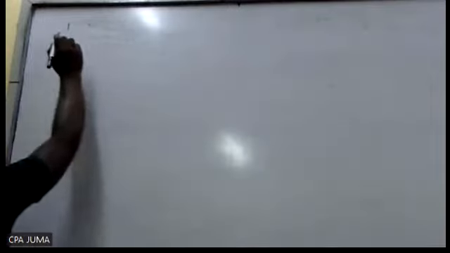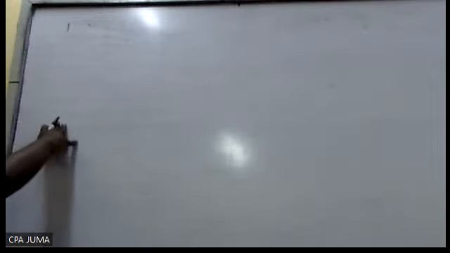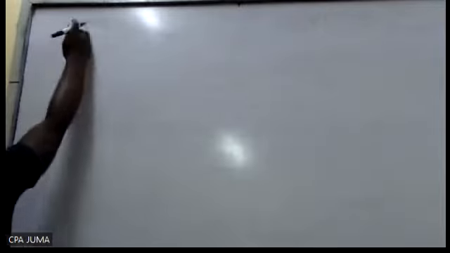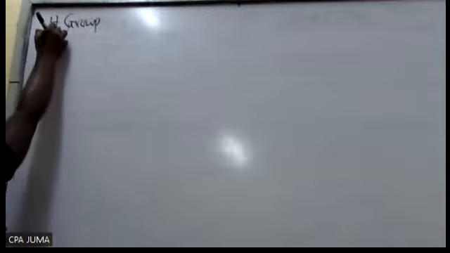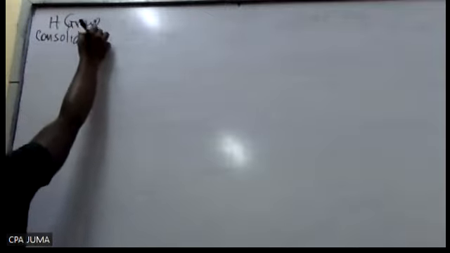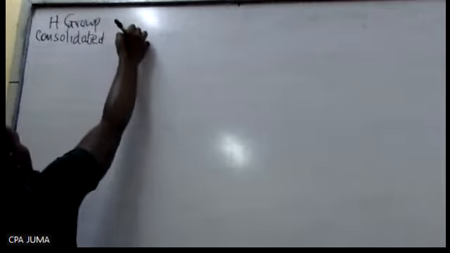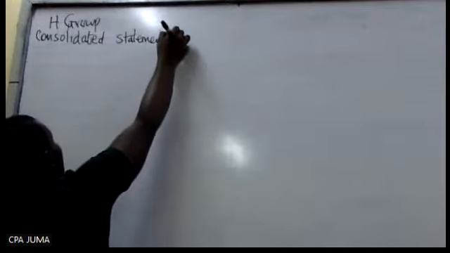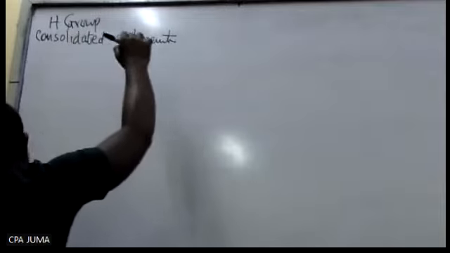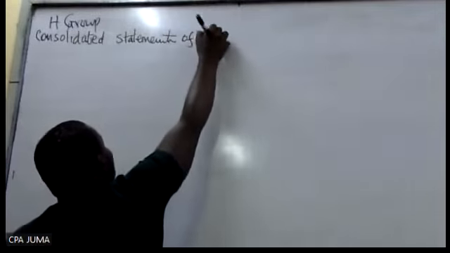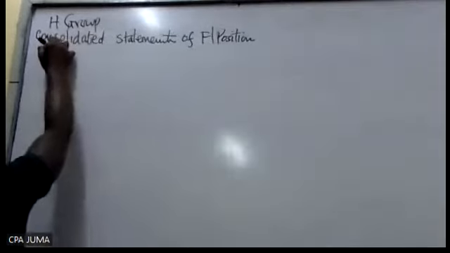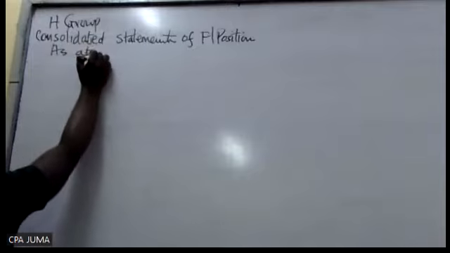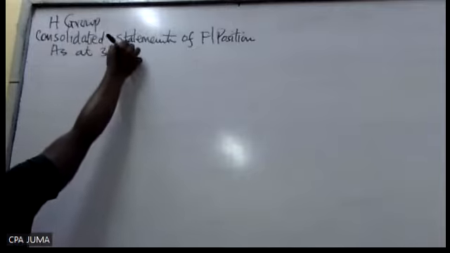So write H group. So remember, this is a continuation. H group, consolidated statement of financial position. How's that? 30th April, 20?